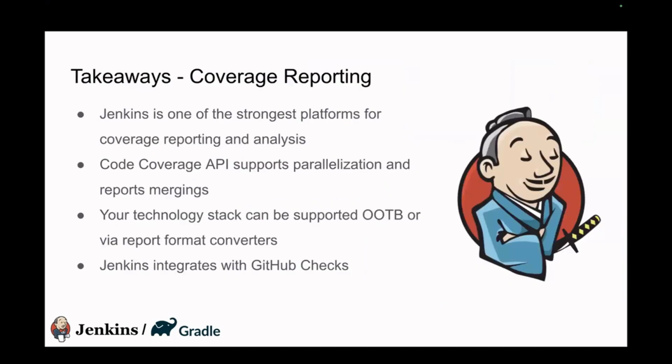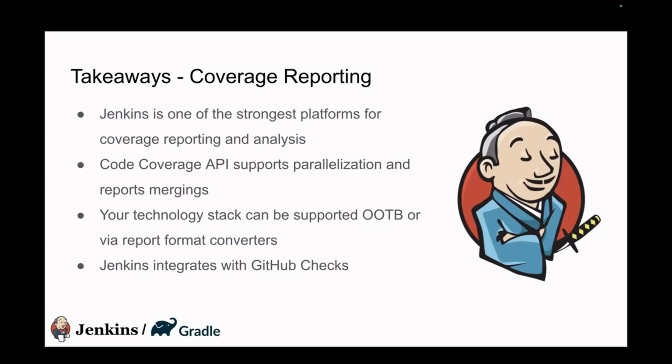So to summarize, Jenkins is one of the strongest platforms for continuous integration because it includes powerful reporting capabilities not available in other tools. You can use a special tool for coverage analysis, but having it in CI is also quite handy. And the code coverage API, which we added, supports parallelization, supports merging reports on demand, which is super useful for multi-configuration testing. So you can actually trace what is covered, for example, for different platforms, and identify the pieces of code that still need to be addressed.